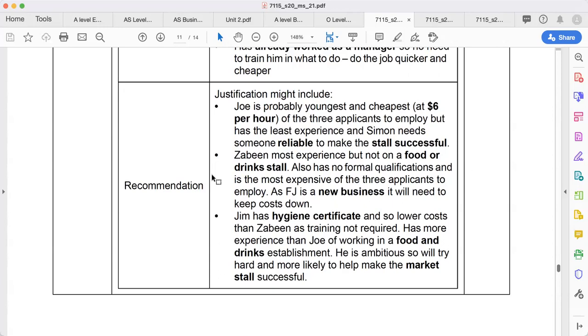Similarly, he has done comparison with both: Jim has a hygiene certificate, so lower cost than Zabin, because Zabin will require training. And another comparison that he has done, has more experience than Joe. So he has compared with both of them to score final level 3 marks in the recommendation. This is the way we solve a 12 marks question.